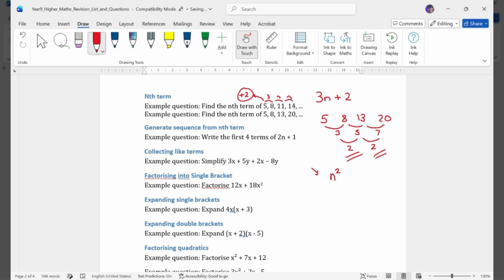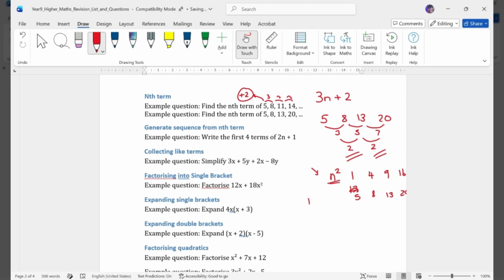However, it's not n squared because the n squared sequence would be 1 squared, 2 squared, 3 squared, and 4 squared. But my numbers aren't 1, 4, 9, and 16. They're 5, 8, 13, and 20, if you look at my sequence up here. So my numbers are all 4 more than this.